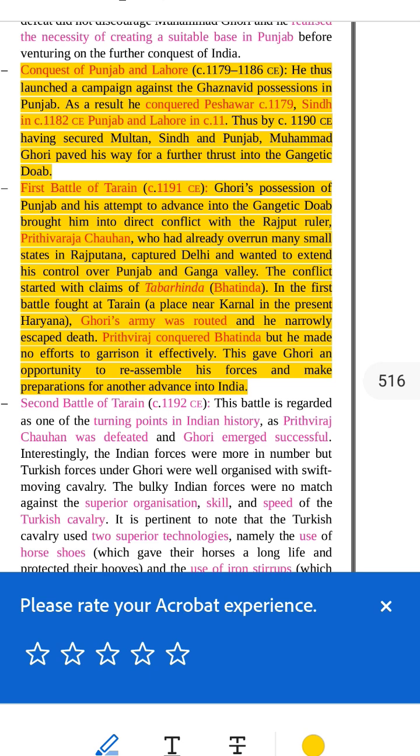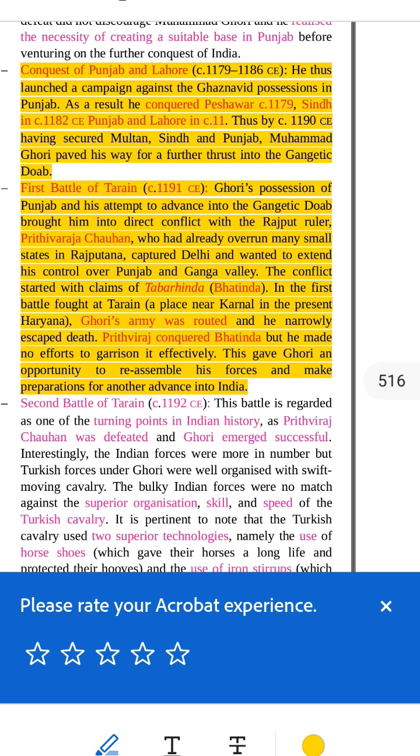Conquest of Punjab and Lahore, 1179 to 1186 CE. What did Ghori do? Between 1179 and 1186 CE, Muhammad Ghori captured the following areas. Year, place captured, why it was important. 1179, Peshawar, a gateway city into India. Sindh gave him access to the lower Indus Valley. Punjab and Lahore. Lahore was the capital of the Ghaznavid dynasty.